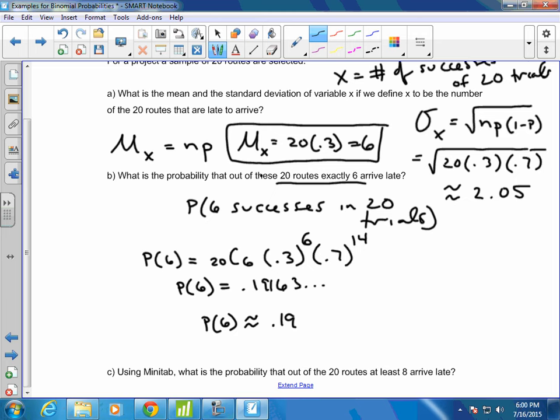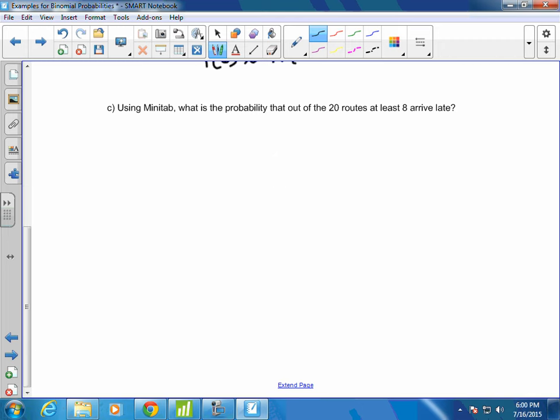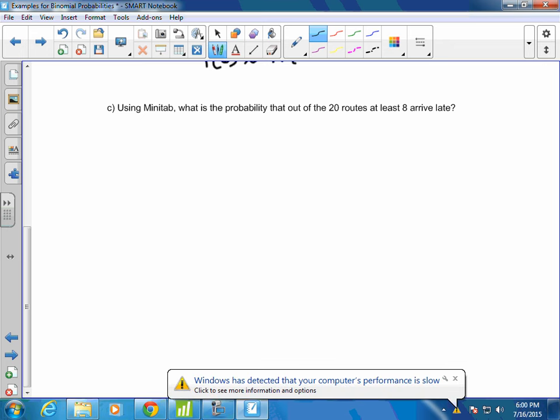Basically, if I give you a problem where you just have to use the binomial probability once, I'm going to ask you to do that by hand like we have these first two problems. But if I ask you to do a probability that would require you to do a lot of binomial probabilities, we can use Minitab for that. So C, using Minitab, what is the probability that out of the 20 roots, at least 8 arrive late? So that's basically saying what's the probability of 8 or 9 or 10 up to 20.